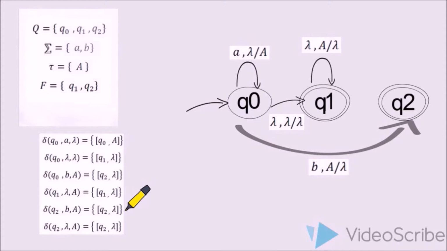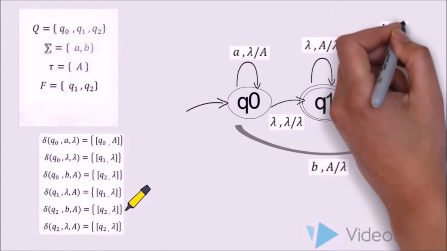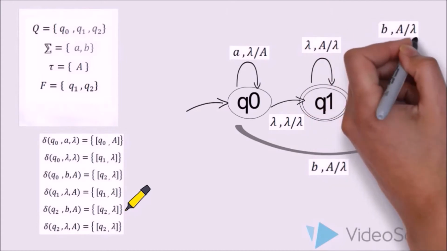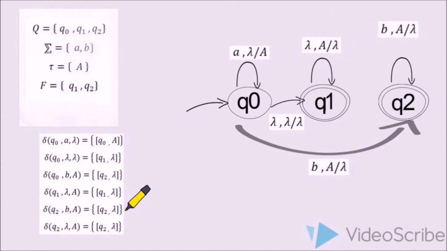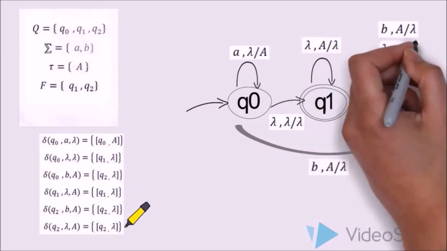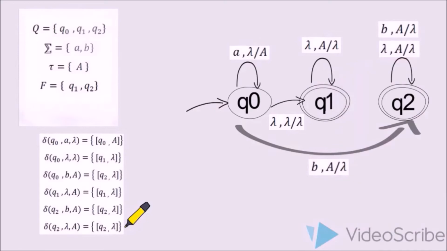Our fifth equation, move from Q2 to Q2 state. And here again, we meet a loop. We will input B, pop A, and push lambda. The last equation, move from Q2 into Q2 state. We will input lambda, pop capital A, and push lambda.